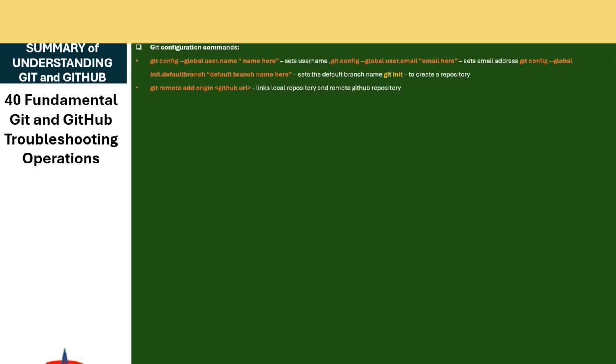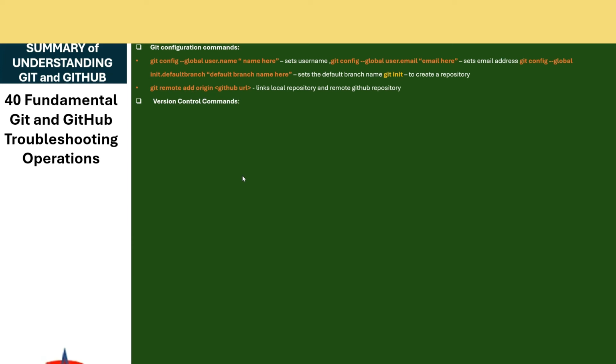And then after that, you can link your local Git repository to the GitHub repository by using git remote add origin. Then you put the URL, universal resource locator, for your GitHub account to link to your GitHub repository. So this links the local repository and the remote GitHub repository. You see this command here.